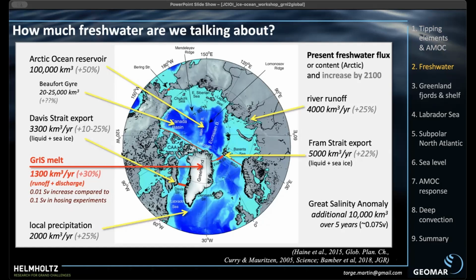And in very similar ways, or even bigger than Greenland to the subpolar North Atlantic, would be Arctic Davis Strait export and Fram Strait export, factor 3, factor 5 bigger than the runoff from Greenland. And so the question really is, is Greenland tipping the scale in some way? Because there are many other freshwater sources that affect the subpolar North Atlantic.